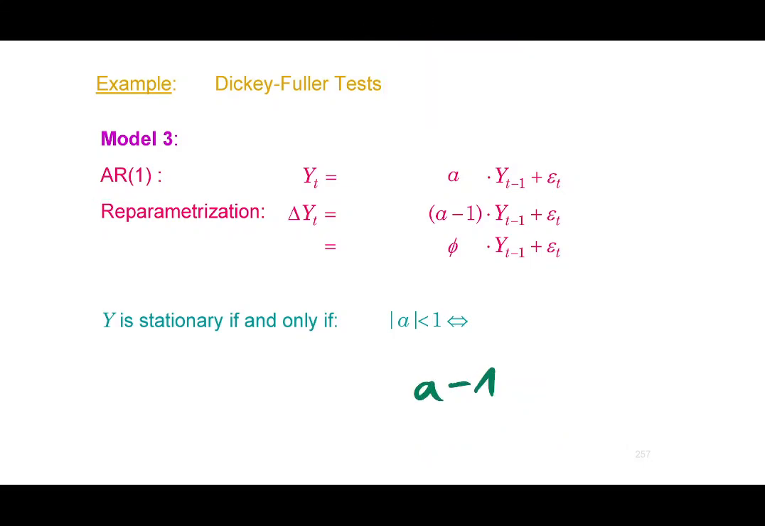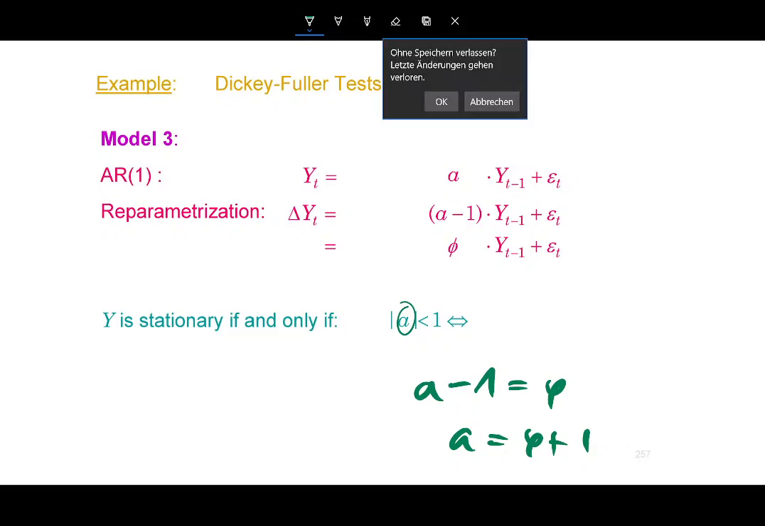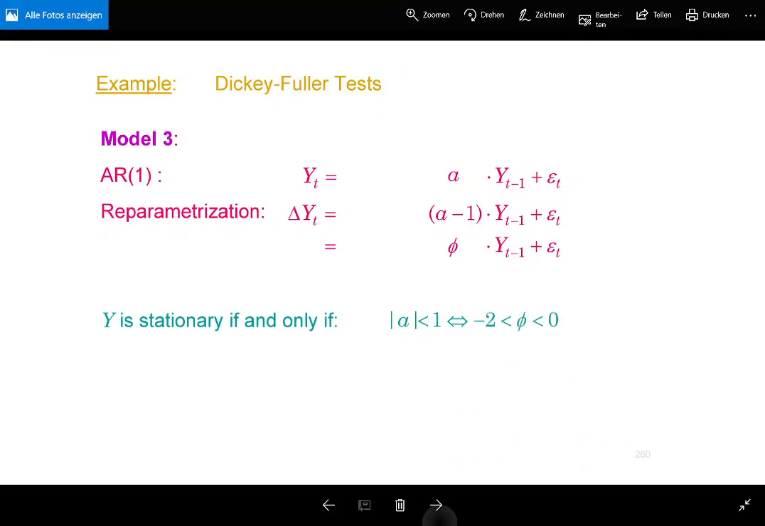Let me repeat it. A minus 1 is going to be equal to phi. So if you solve this equation for A, you would have phi plus 1, and then you would substitute in here and solve this inequality, and you will find that phi would be between -2 and 0. Okay, that's just another expression for this.